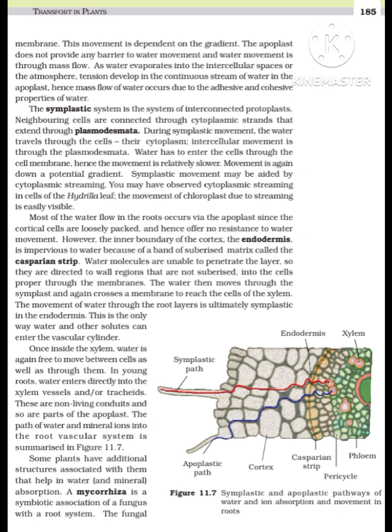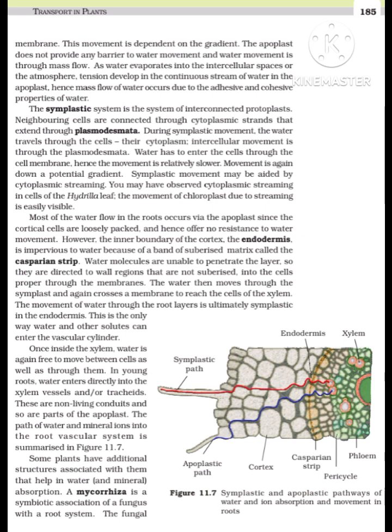Intercellular movement is through the plasmodesmata. Water has to enter the cells through the cell membrane, hence the movement is relatively slower. Movement is again down a potential gradient. Symplastic movement may be aided by cytoplasmic streaming. You may have observed cytoplasmic streaming in cells of the Hydrilla leaf. The movement of chloroplasts due to streaming is easily visible.